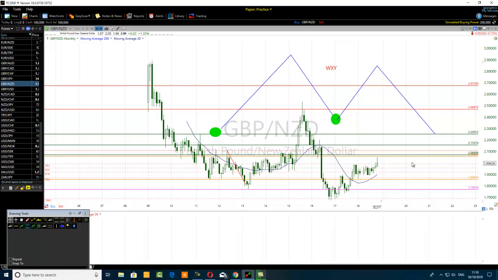Sometimes we use the theory in a practical fashion. We think, okay, it needs to be three. But sometimes you see a W, then you see your X, then you see another corrective wave, and you think that the correction is finished. No, that Y wave can be another complex wave or another combination.